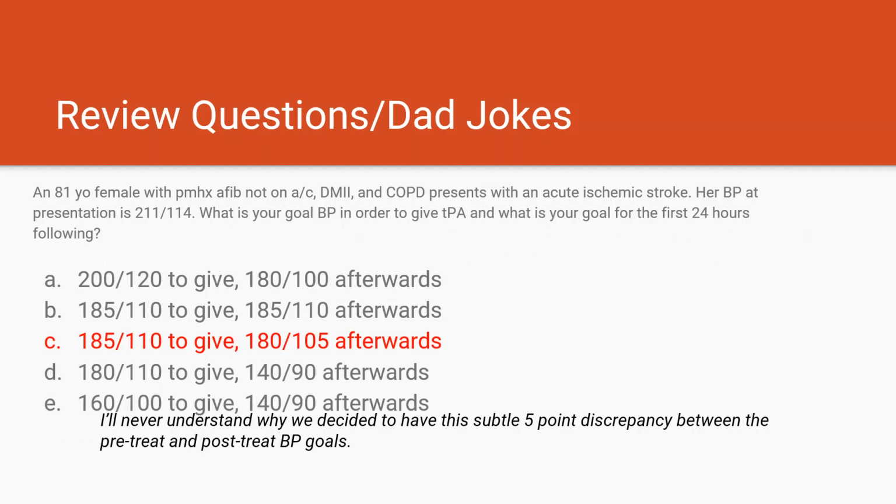C. So this question is a little tricky, but it touches on how important blood pressure goals are in acute stroke care. Remember, you need a blood pressure goal below 185 over 110 in order to give TPA, and then our guidelines for the next 24 hours are that they should remain underneath 180 over 105. I always found it annoying that there was this tiny 5-point discrepancy between these two, but those are the NIH rules.